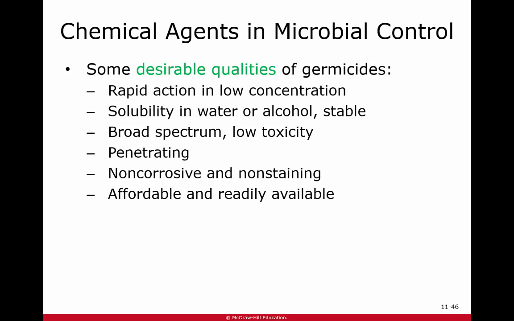We need them to be broad spectrum, because a lot of times when we're using chemicals on surfaces or things like that, we know there may be a lot of different types or different species of microbes, and so we need them to be very broad spectrum. We need them to quickly do their job, be non-corrosive, be non-staining, and then of course it's all about the Benjamins, right? So we also need them to be affordable. We need them to be readily available.